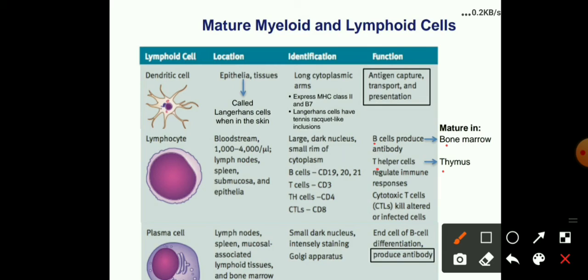Now the next one we have is plasma cells. Plasma cells are found in lymph node, spleen, mucosal associated lymphoid tissues and bone marrow. How can we identify them? By their intensely dark staining nucleus, and obviously there is a Golgi apparatus, and by this we can identify it as a plasma cell. The function is that it is the end cell of B cell differentiation, and it produces antibody.